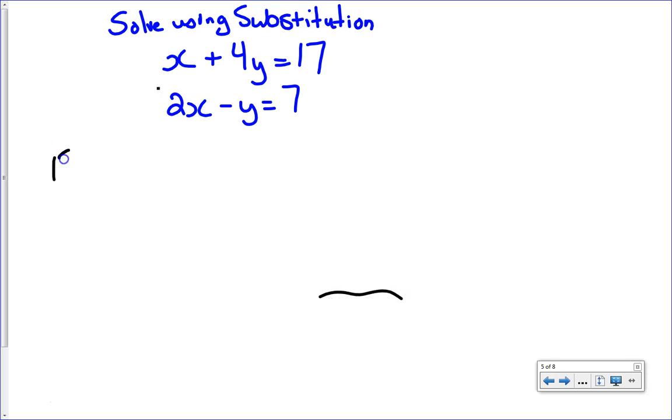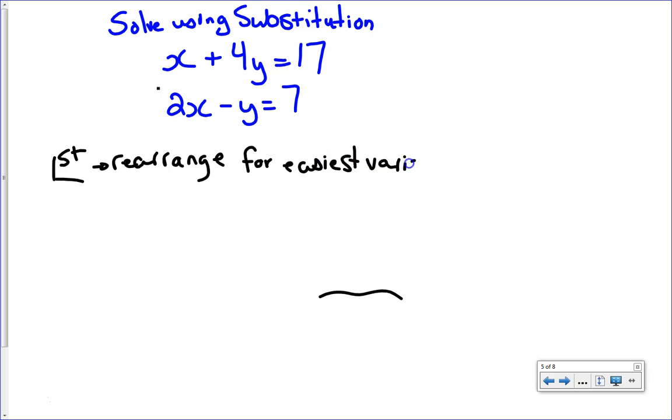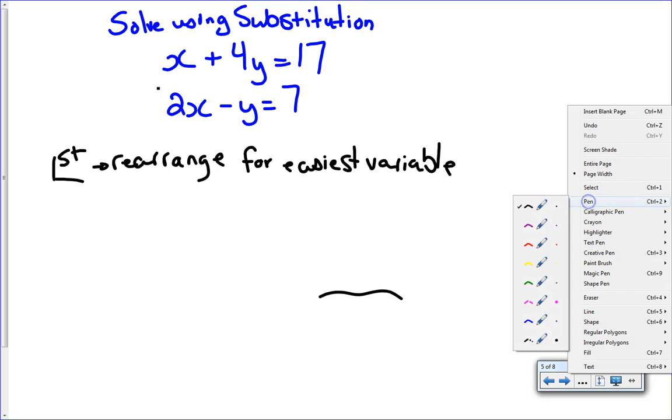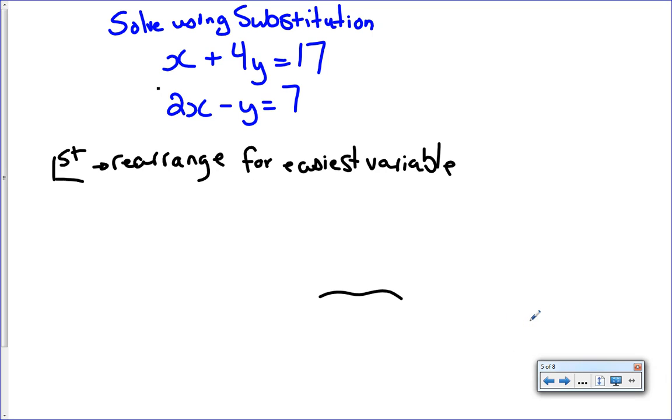Alright, first thing I've got to do is rearrange for the easiest variable. You don't have to write these steps down, I'm just writing them down. Now, looking at these two, discuss with the people next to you what you think would be the easiest variable to rearrange for.